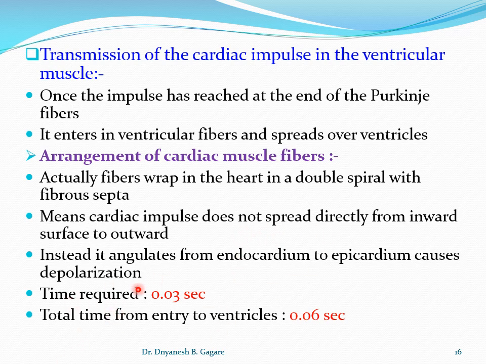Okay, now coming to the total time required from the entry of the impulse into the ventricle to the end of the ventricular fibers. It is 0.06 second: 0.03 second in the ventricular fibers and another 0.03 second in the Purkinje fibers. Total it is 0.06 second. So up to this point our impulse has reached the other end of the ventricular fibers.